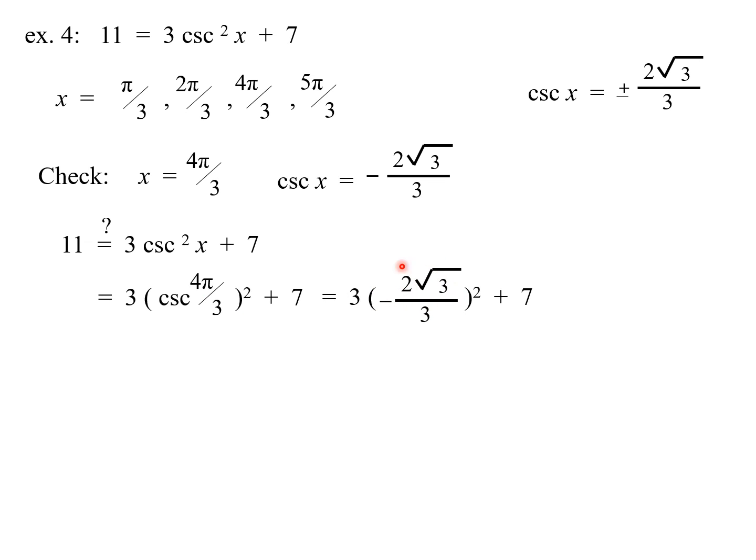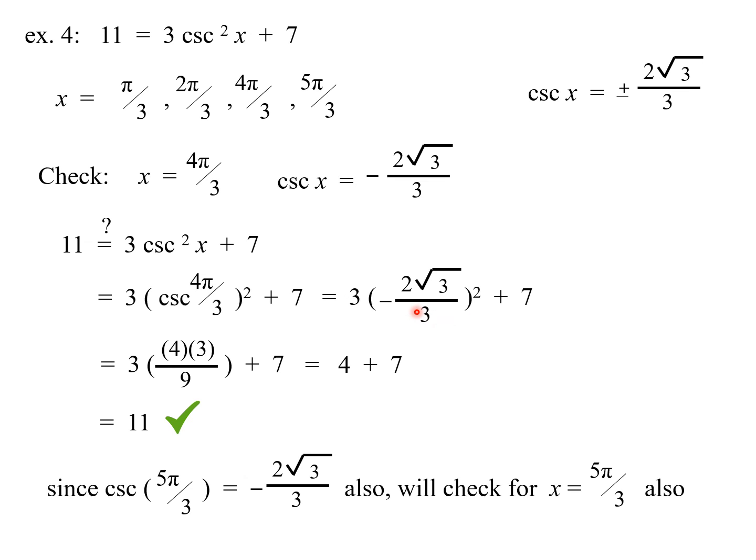Now we're going to square everything inside there, including the negative sign. So the negative sign, negative times negative is positive. And so the net result of that is we get the same thing we got before, 4 times 3 over 9. Multiply that by 3, and you get 4. And 4 plus 7 is 11. So they all check out.